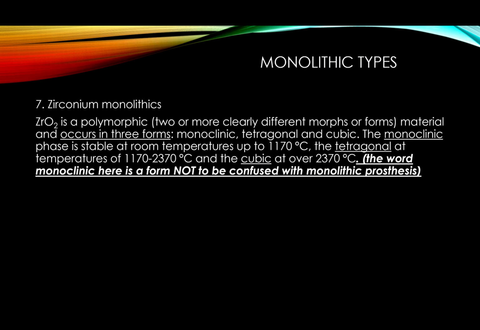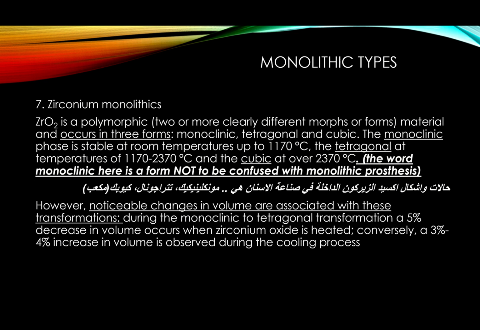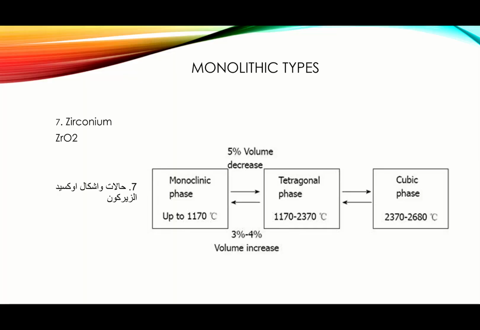Now, the word monolithic is not to be confused with the word monoclinic. Monolithic means one layered, a monolayered prosthesis. But monoclinic is a phase of zirconia that we will be talking about, one of the 3 phases of zirconia. We have the monoclinic phase, we have the tetragonal phase, and we have the cubic phase.